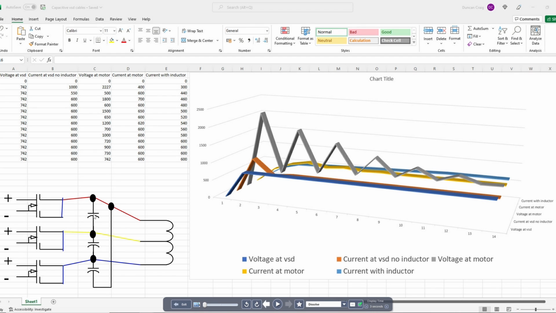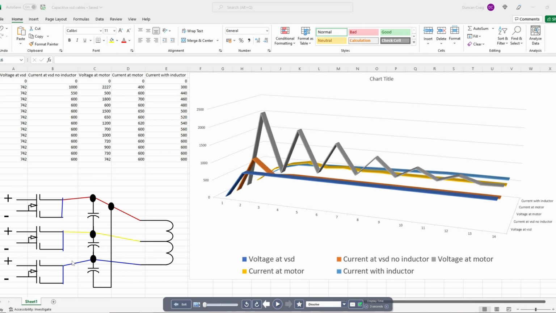Now, in the manufacturer's recommendation, they will generally say to you, after 100 meters of cable length, you need inductance, which would be an inductor at this point over here. It's at the VSD output. So it's between the VSD terminals and your cable that you need inductance. It's generally about 3 to 5% impedance that you need.